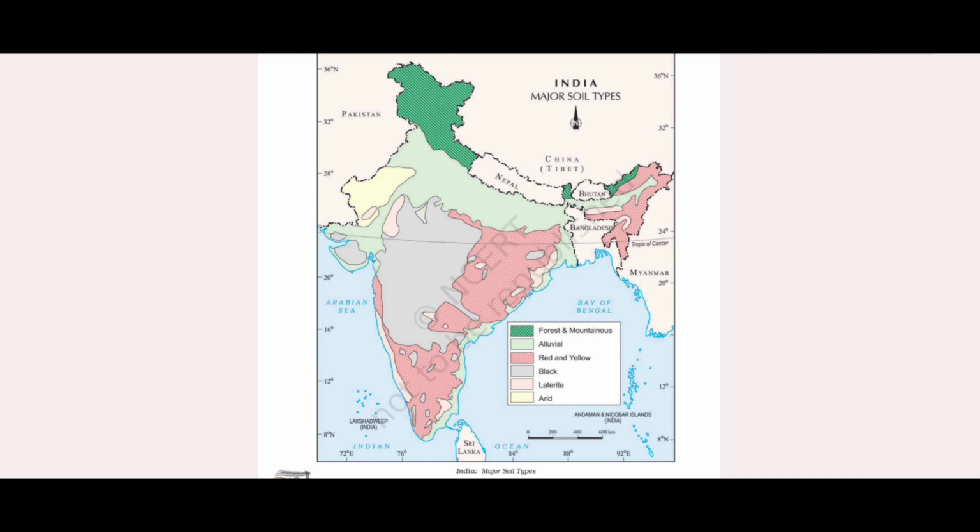In this picture, you can see the major soil types in India. The green one is forest and mountainous area of India. And this light green is alluvial soil. Red color is red and yellow soil. This one is black soil. And pink color is the laterite soil. And in Rajasthan area, the yellow color is arid soil.